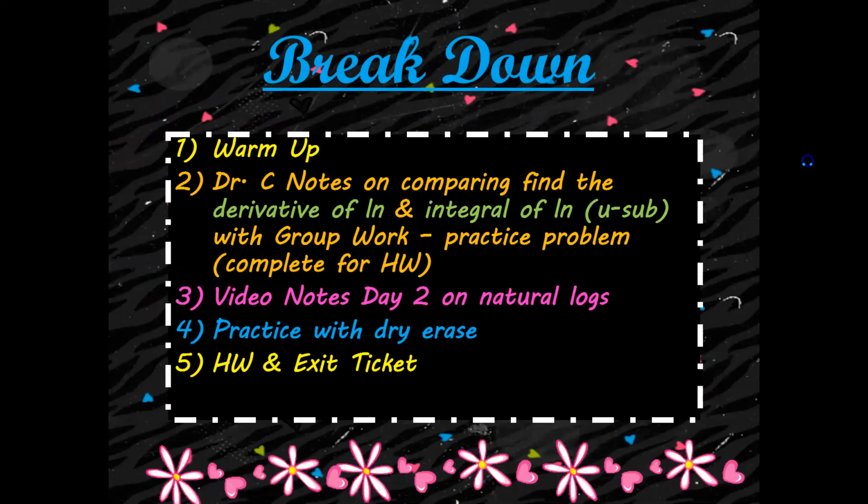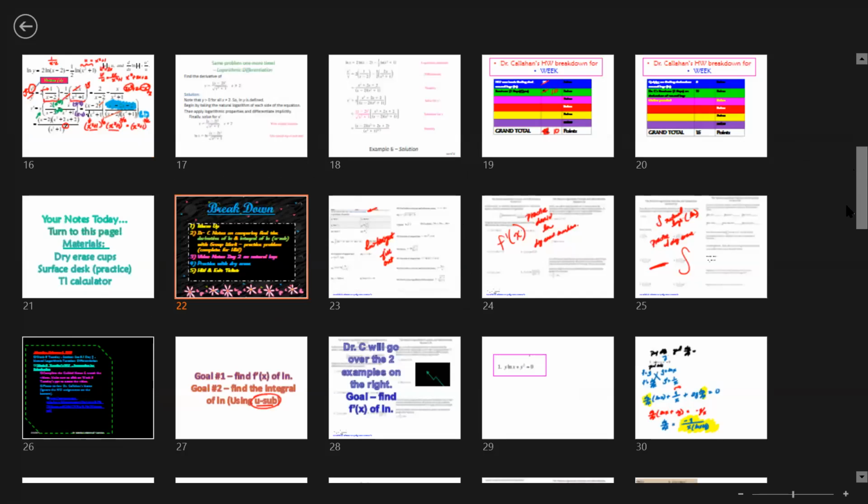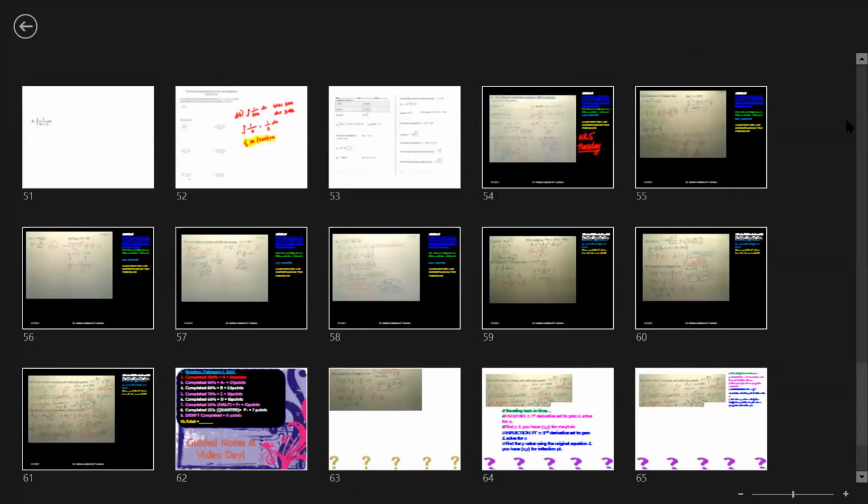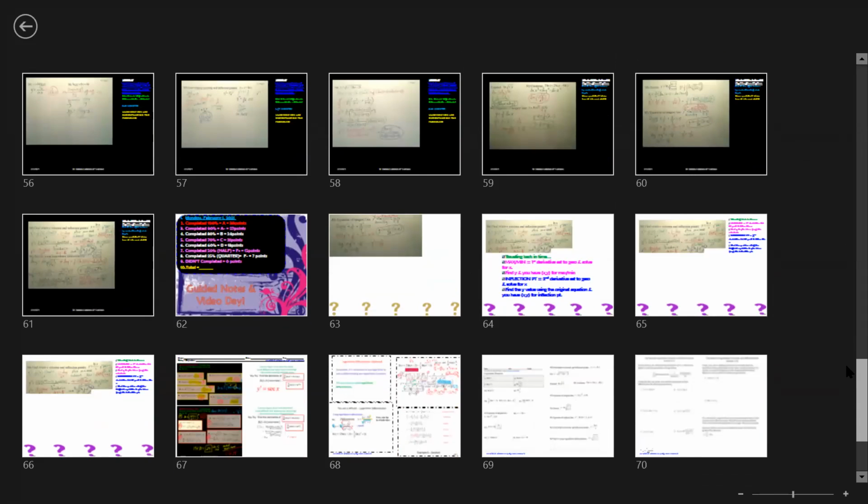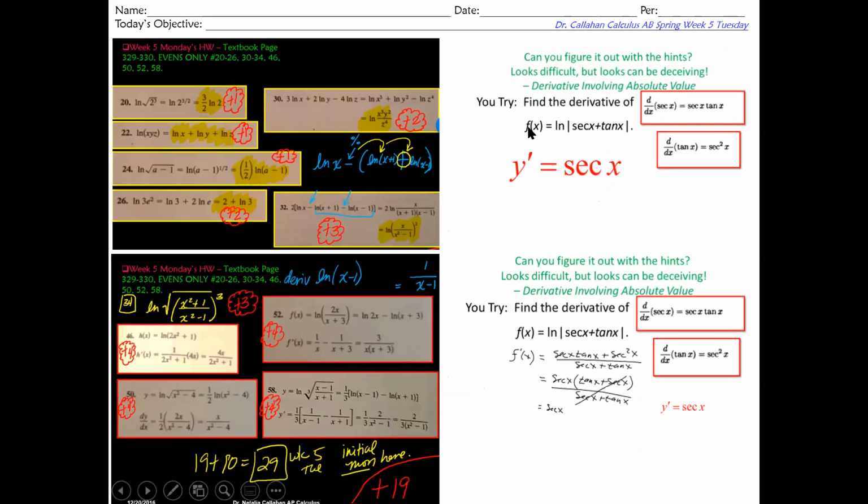Your guided notes today are on week 5 Tuesday, and there are a few pages. Your first page looks like this right here, which goes over some examples from the textbook that you can take a look at.